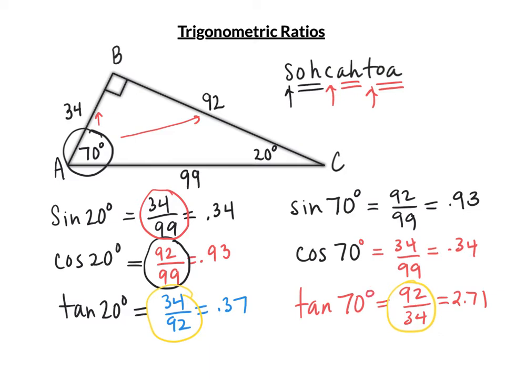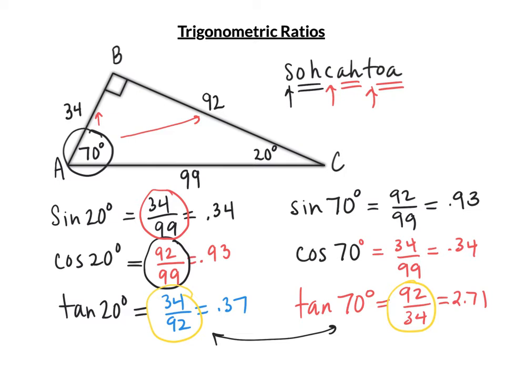What you need to observe here is that since 70 and 20 are in the same triangle, they are using the same side lengths, then you get those same numbers that repeat. The sine of 20 is the same as the cosine of 70, and the cosine of 20 is the sine of 70. And then notice that the tangent of 20 and the tangent of 70, those are reciprocals of each other.